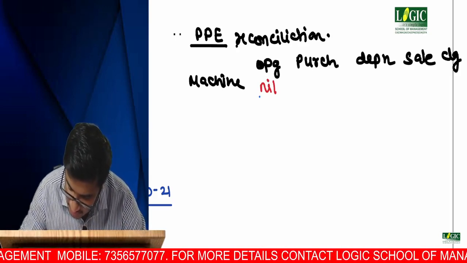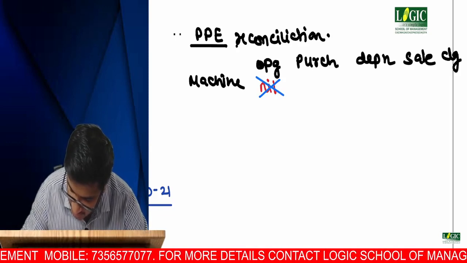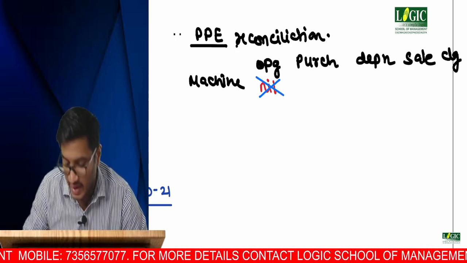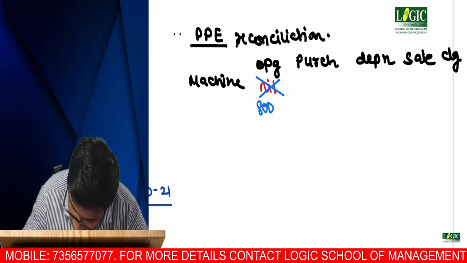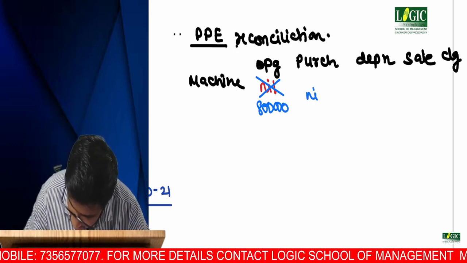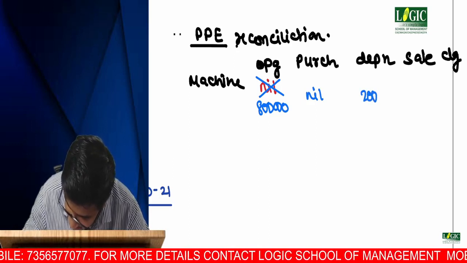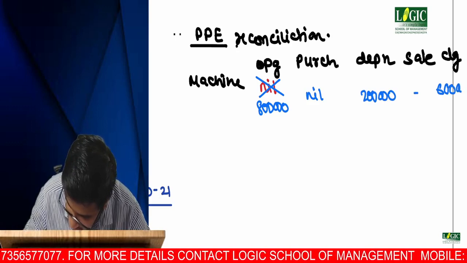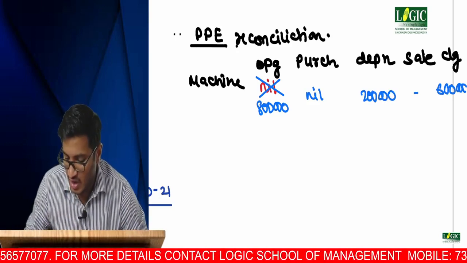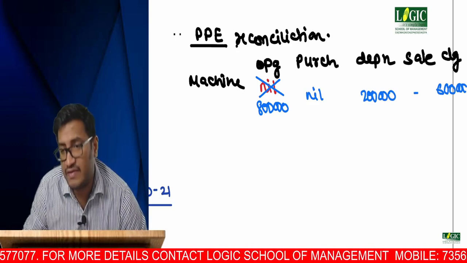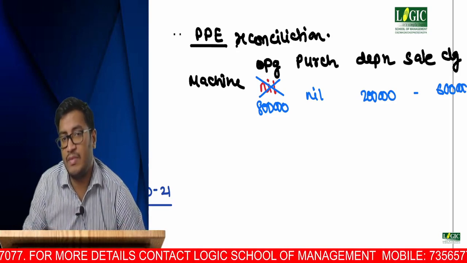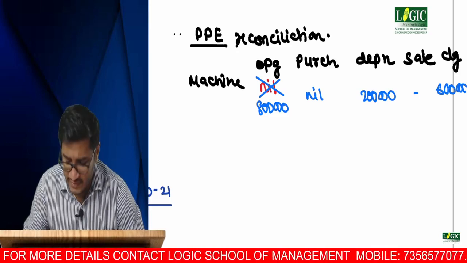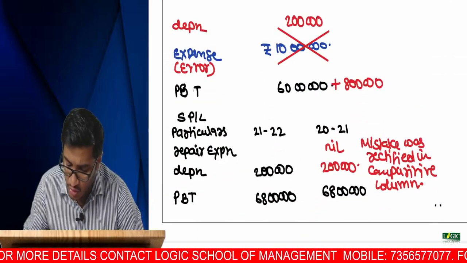And what will be the value? The opening value for the current year. What will be the opening value? 10 lakh was there. Last year there was a 2 lakh depreciation. It got updated to 8 lakh. There is no purchase. Depreciation again there will be 2 lakh. And the closing will be what? 6 lakh. So updation is done to the respective figures. Am I right? It is not shown as a prior period item. In the respective year, you are going to update.